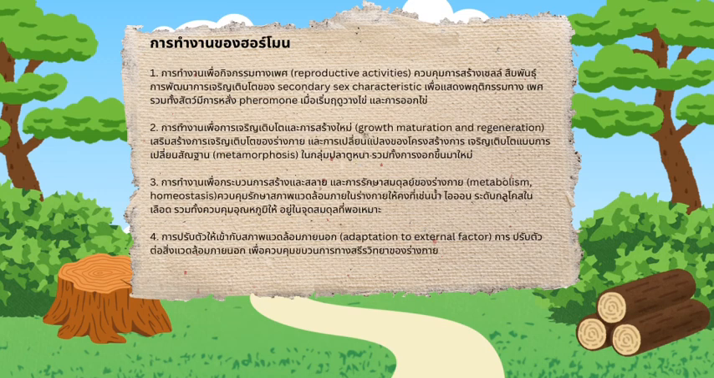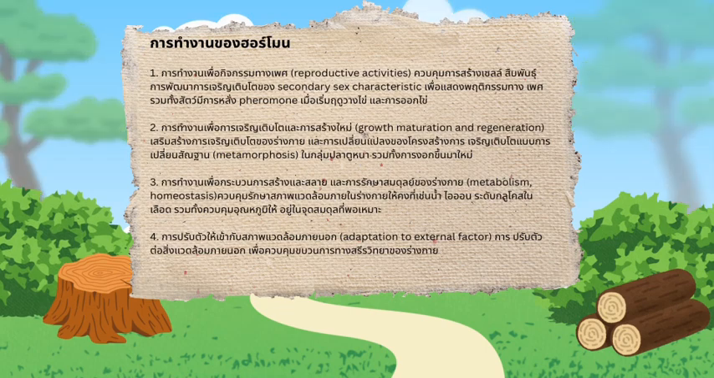during spawning season. 2. Growth and regeneration. Promote body growth, metamorphosis in some fish species, and tissue regeneration. 3. Metabolism and homeostasis. Maintain internal balance of water, ions, blood glucose, and body temperature. 4. Adaptation to environment. Help the body adjust physiological processes in response to external environmental changes.